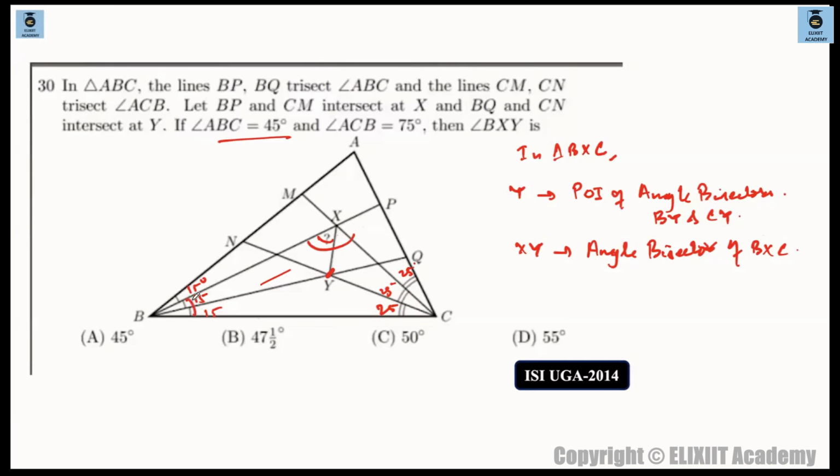Basically this is 15, 15 plus 15 is 30, this total is 30. This much is 50, this total is 50. So 30 plus 50 is 80. So angle BXC will be 180 minus 80, which is 100. We want angle BXY. BXY will be 100 divided by 2, because it is an angle bisector, so 50. Option C is correct.